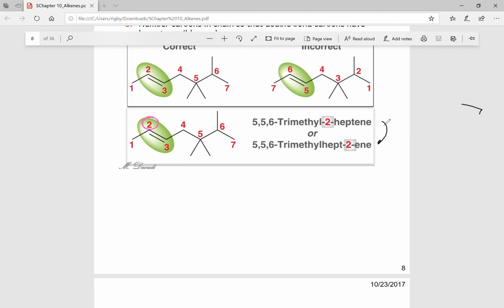Either one of these is correct. Personally, you'll probably see me using this one more because when I'm writing out names, I feel like this system is a little bit clearer because it puts the number right next to the ENE, the actual part that is being modified in this name. So it stays consistent with this other stuff here, like 5,5,6 trimethyl. Okay? So you'll see me using this bottom one more, but both of them are correct.